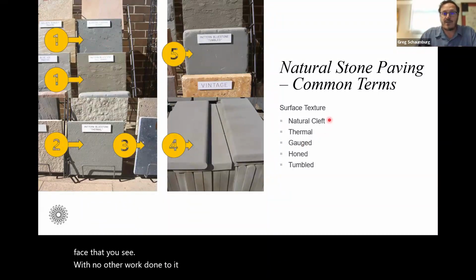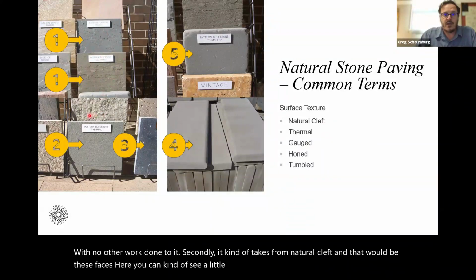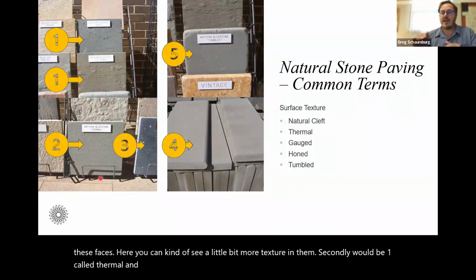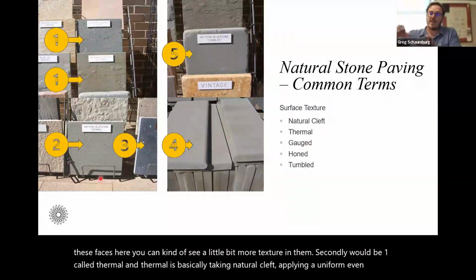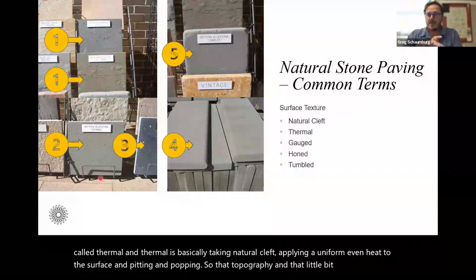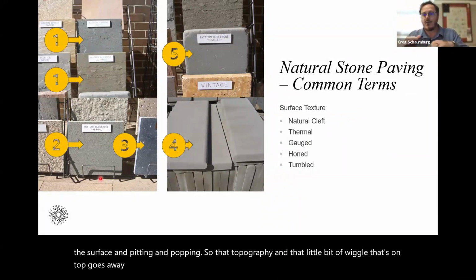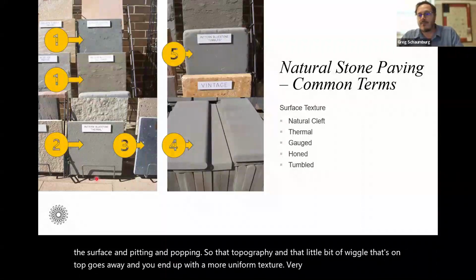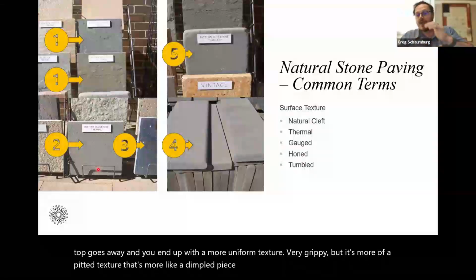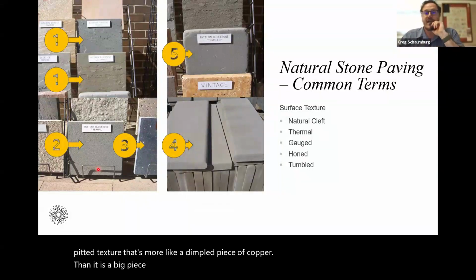Secondly, it takes from natural cleft, and that would be these faces here. You can see a little bit more texture in them. Secondly would be one called thermal. Thermal is basically taking natural cleft, applying a uniform, even heat to the surface, and pitting and popping so that the topography and that little bit of wiggle on top goes away, and you end up with a more uniform texture. Very grippy, but it's more of a pitted texture, more like a dimpled piece of copper than a big piece of topography with a natural cleft.